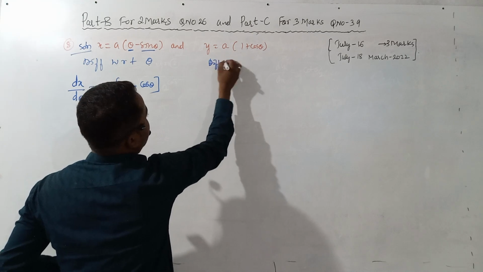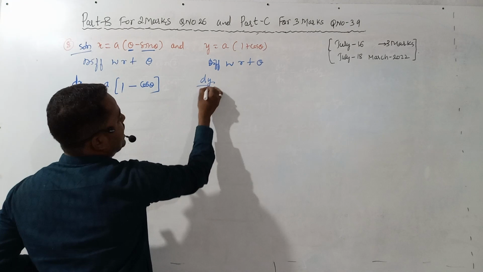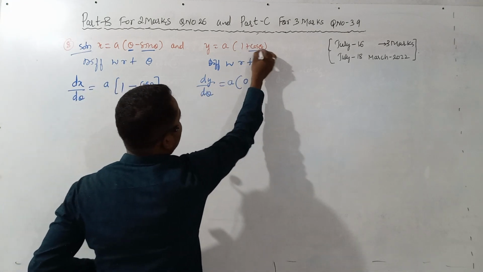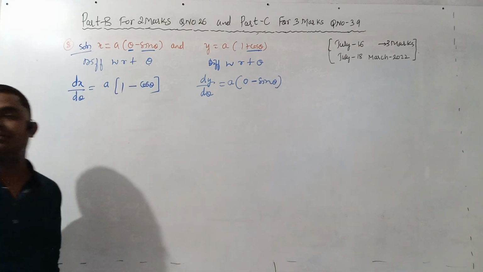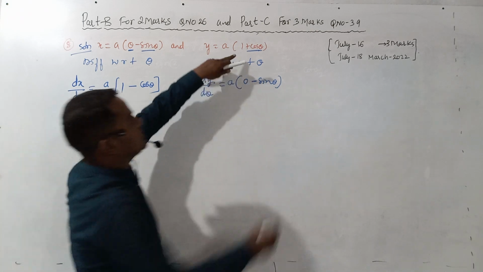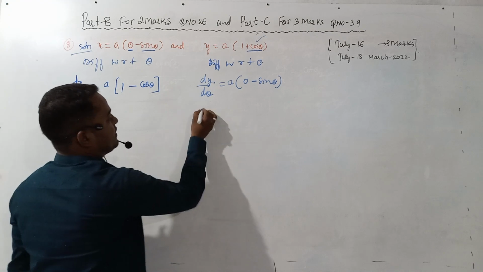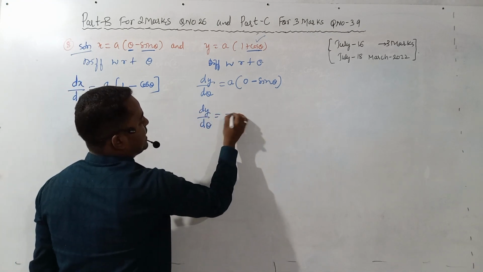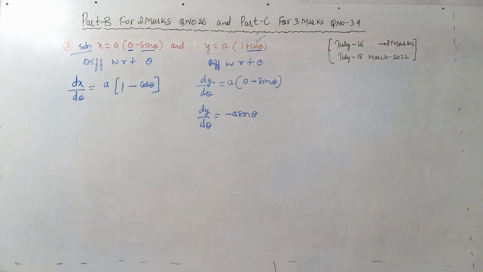Differentiate with respect to theta. dy by d theta: keep a as it is, derivative of 1 is 0, derivative of cos theta is minus sin theta, and plus goes out here. Minus into plus is minus. Now dy by d theta is equal to a into minus sin theta, that is minus a sin theta.